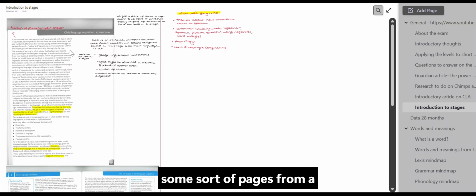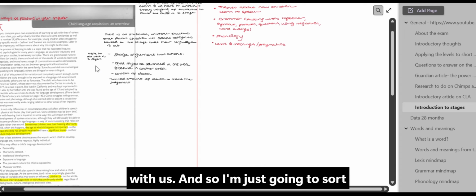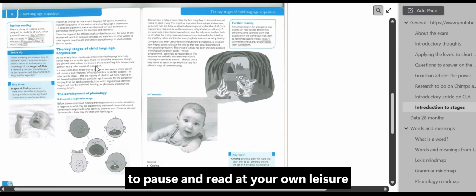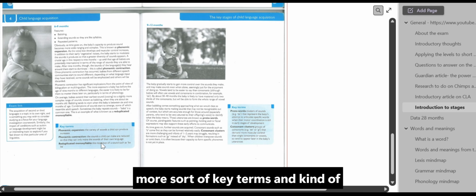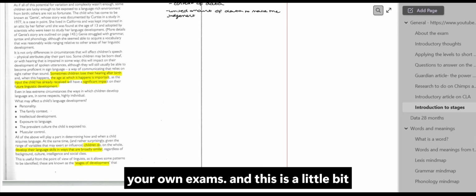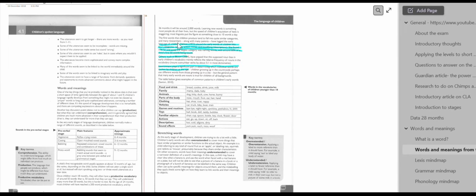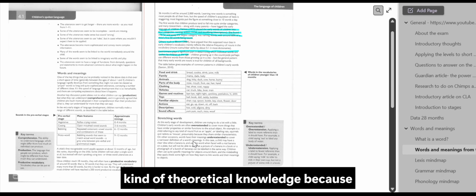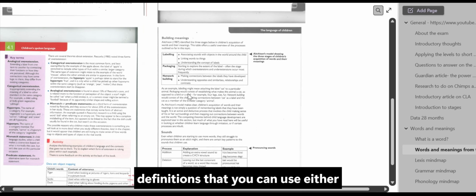And then here I have some pages from a textbook that my teacher shared with us. It's quite straightforward, so I'll just scroll through and feel free to pause and read at your own leisure. It just has more key terms and features that you can use and apply in your own exams. And this is a little bit more about over and under extension, which we discussed earlier on. This is from an AQA textbook rather than OCR, but it's really helpful theoretical knowledge, because it's having these definitions that you can use either way.